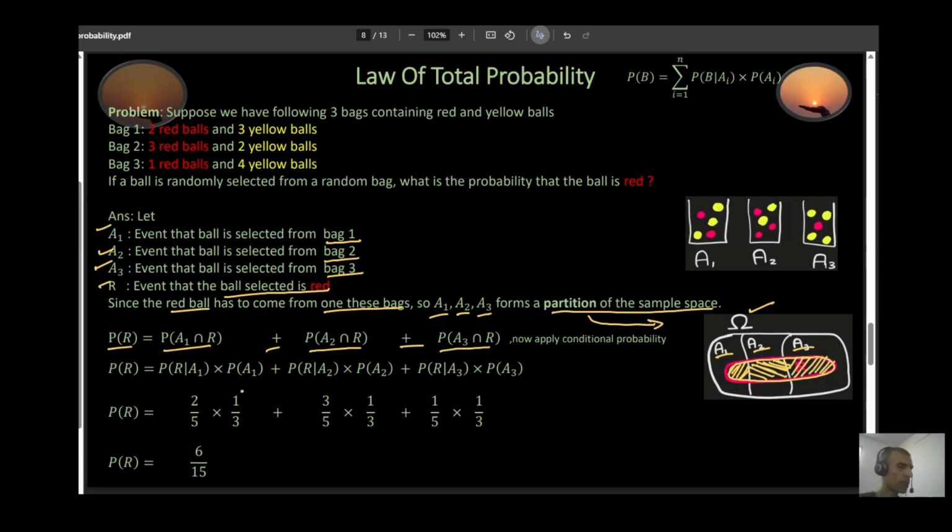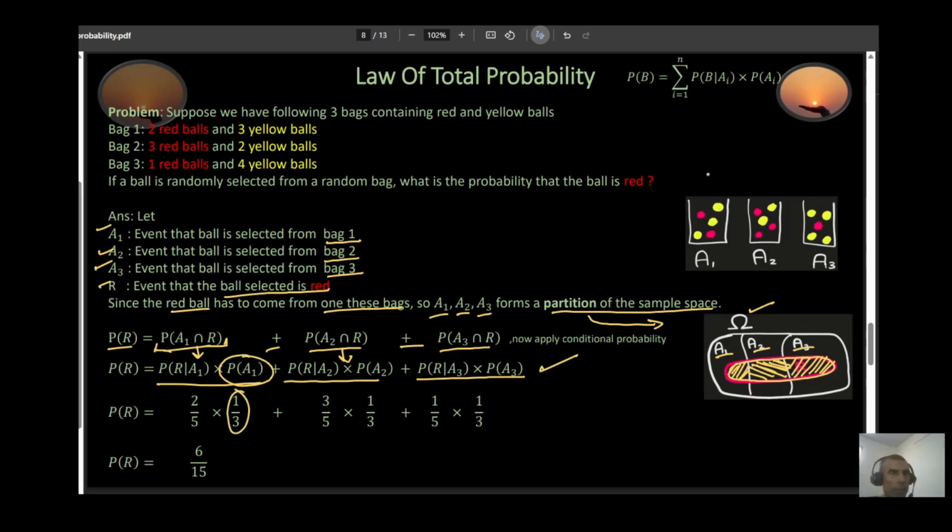Okay, then I use my conditional probability formula to rewrite this expression this way. So I get this term. I also rewrite this expression using conditional probability. I get this term, and the same thing with this term right here. Now, this is a lot easier to solve. I know my P(A1). P(A1) means the probability of selecting a ball from bag 1. Well, that's 1 over 3 because there are 3 bags in total.